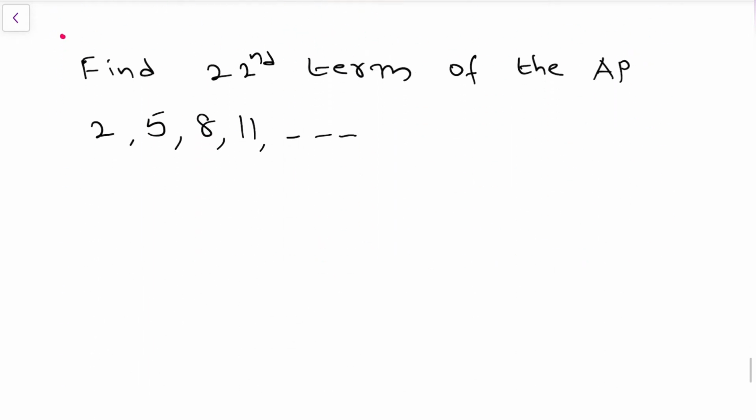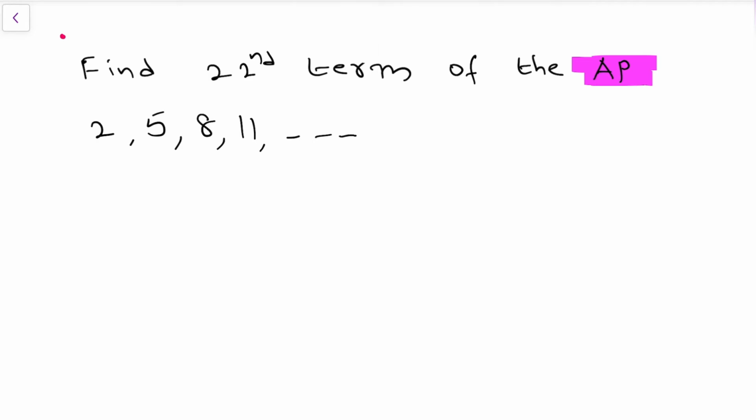Next, find the 22nd term of the AP. Sometimes he will give in the question itself that the given progression is an arithmetic progression, whereas sometimes he won't mention it. In case the question doesn't say it is an AP, we need to first show that it is an arithmetic progression, and then solve it. But in this case he already gave that it is an AP, so no need to solve that one. Of course, if you want, you can solve it also, no problem.